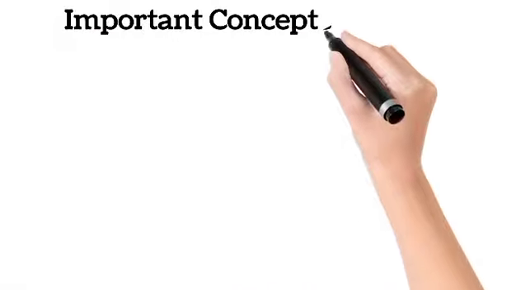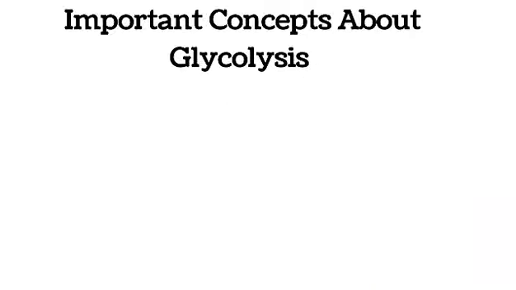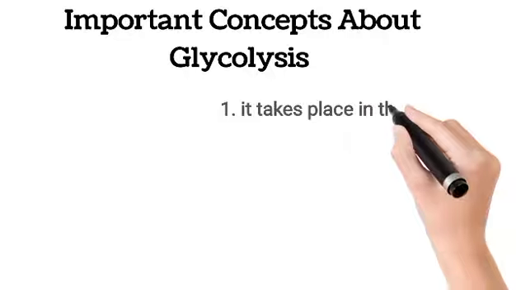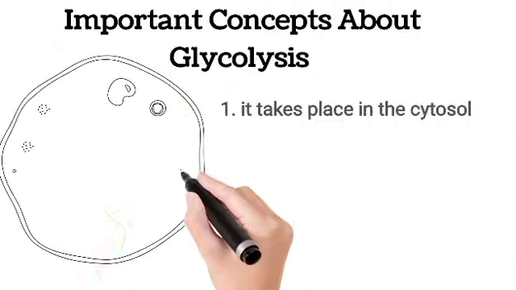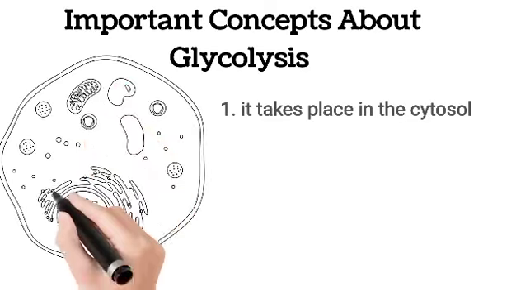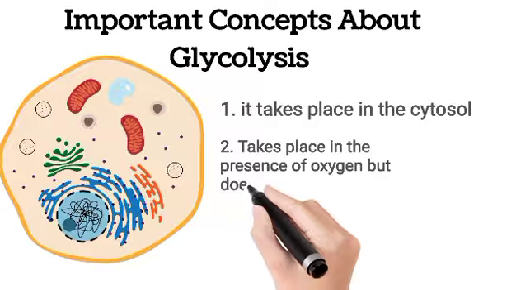Glycolysis, also known as the Embden-Meyerhof pathway, is a crucial metabolic process that occurs in the cytosol of cells. It is an anaerobic process, meaning it does not require oxygen to proceed. This pathway consists of 10 enzyme-catalyzed reactions and can be broken down into two distinct phases.